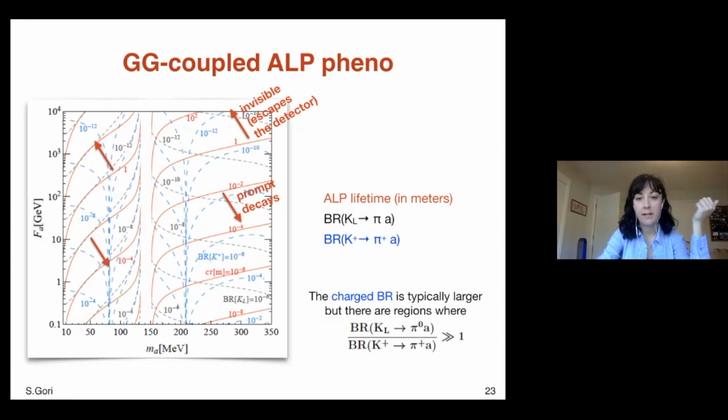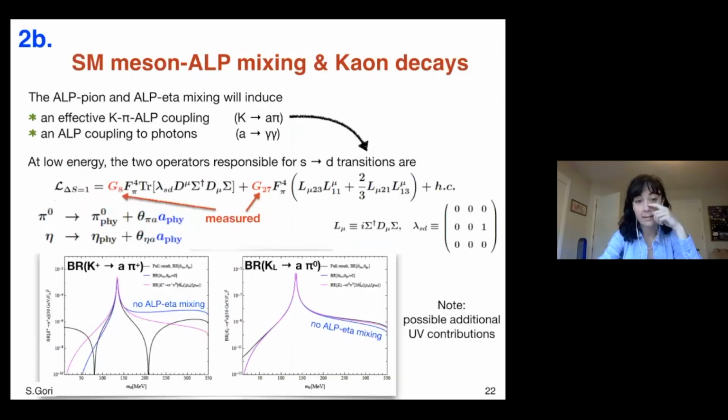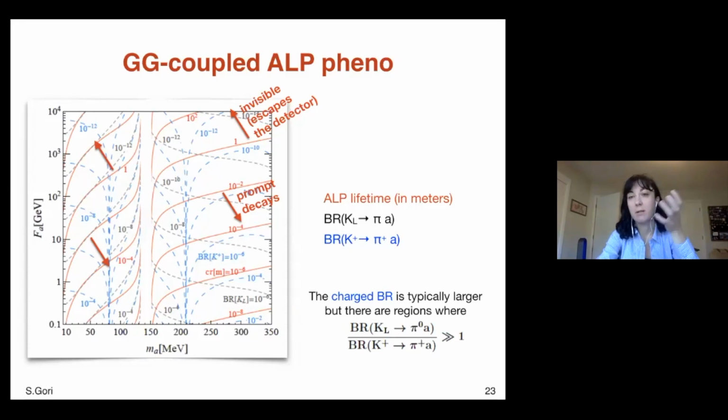The take-home message is that generically we expect the K plus branch ratio to be larger than the K long. But of course, there are regions of parameter space in which you have cancellations of the K plus branch ratio, as we see from the previous slide, in which the K long branch ratio can be quite a bit larger than the K plus. Also, we'll have two regimes: the invisible regime, in which the ALP is too long-lived to be seen decaying by the KOTO or NA62 experiment, and then the prompt regime at decay constants that are not too large.